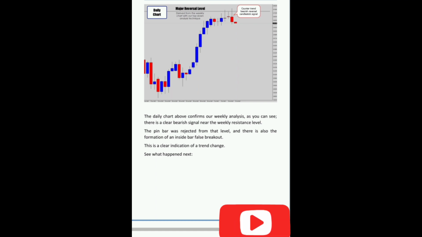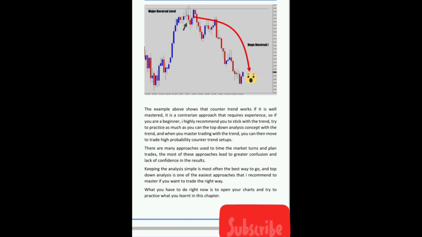See what happened next. The example above shows that counter trend works if it is well mastered. It is a contrarian approach that requires experience, so if you are a beginner, I highly recommend you stick with the trend. Try to practice the top-down analysis concept with the trend as much as you can, and when you master trading with the trend, you can then move to trade high-probability counter-trend setups.